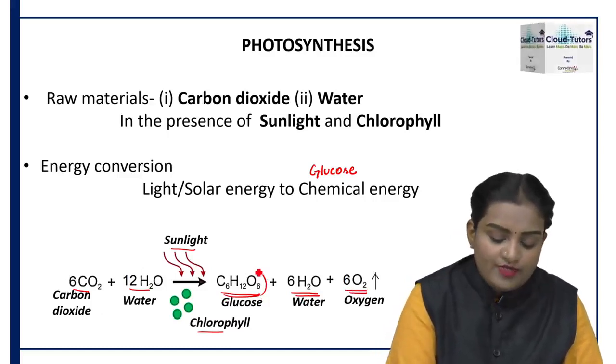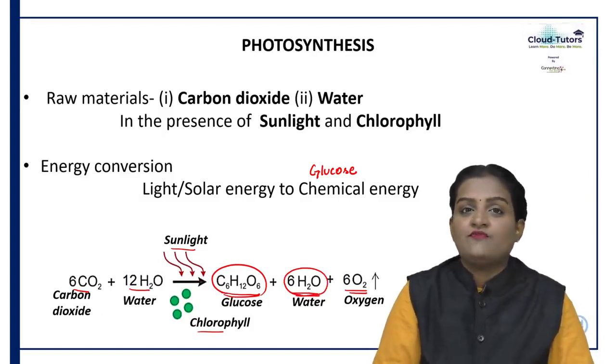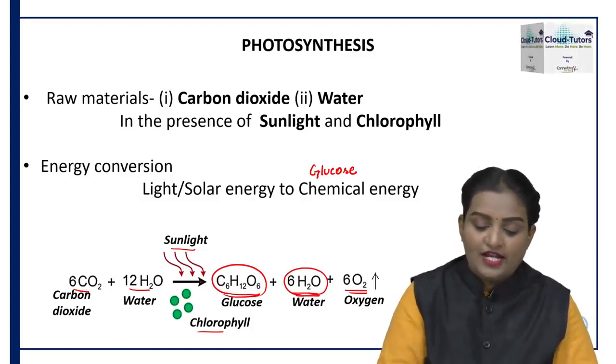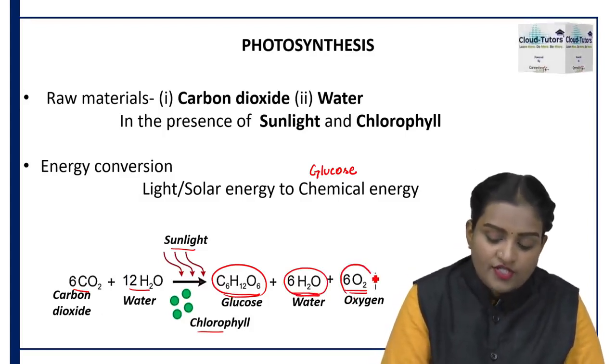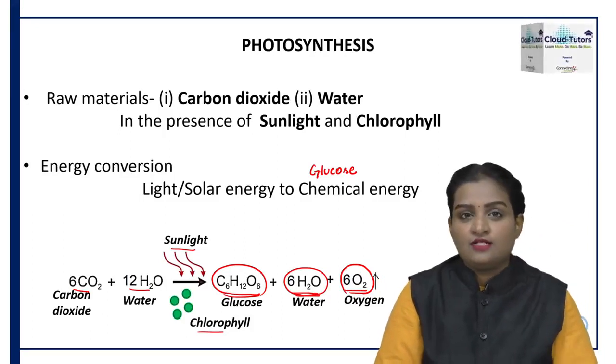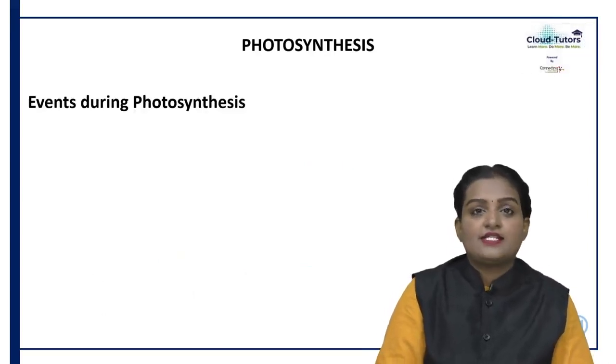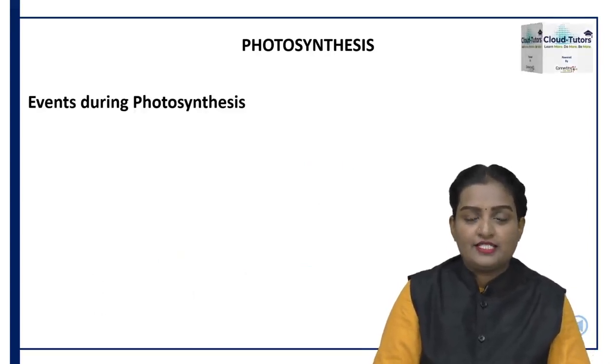The glucose will be stored in the body. Water will also be in the cell, which will maintain the turgidity of the cell, whereas oxygen will be eliminated, or it will be released into the atmosphere. Now let's see the events that happen during photosynthesis.